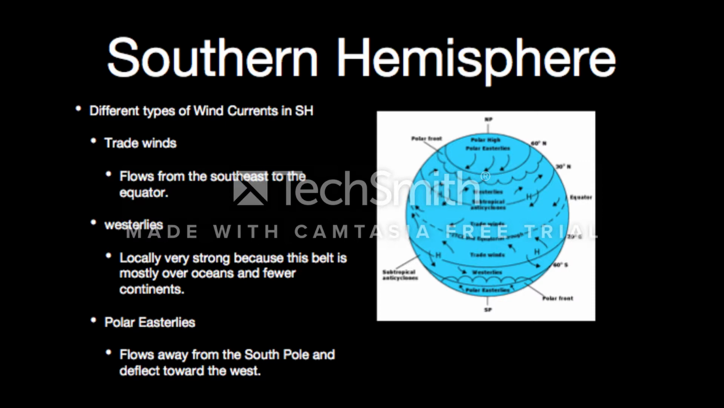Secondly, the global westerlies currents, which flow from west to east, are very strong because they are mostly over oceans and fewer continents. Lastly, the polar easterlies, which flow away from the South Pole, deflect toward the west.